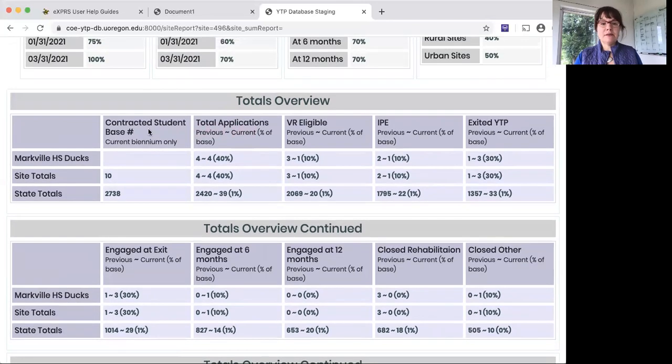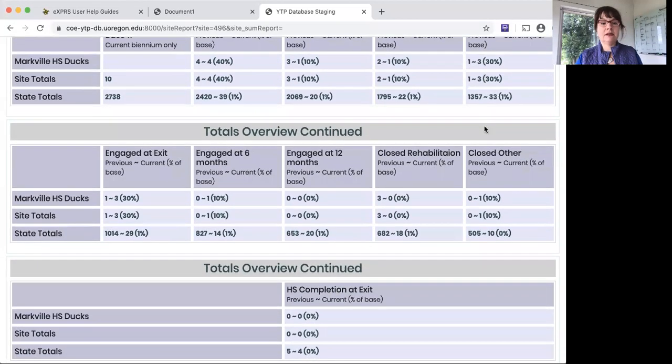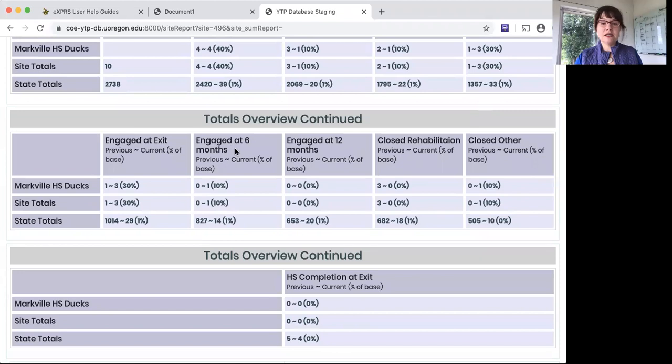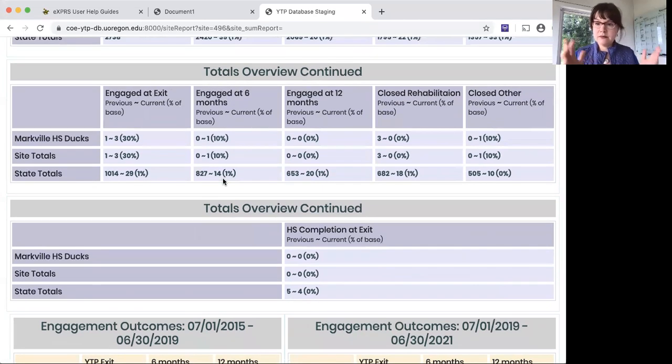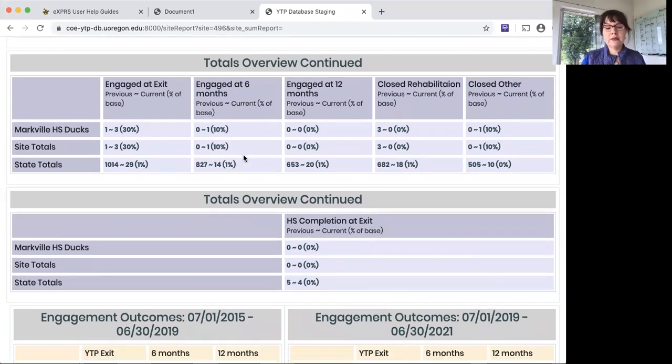And it is those same categories. So your contracted student base, total applications, VR eligible, IPE, exited YTP, engaged at exit, engaged at 6 months, engaged at 12 months, closed rehab, closed other, and then high school completion at exit. Now, if you had 5 schools, 10 schools, they would all be listed right here above the site total. So this information would expand and get a lot bigger.